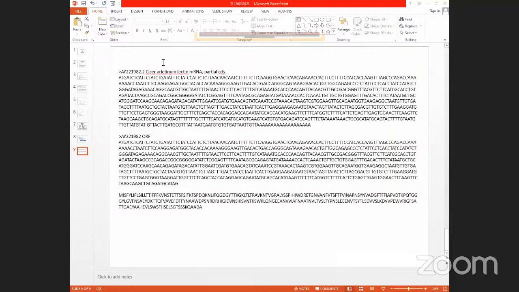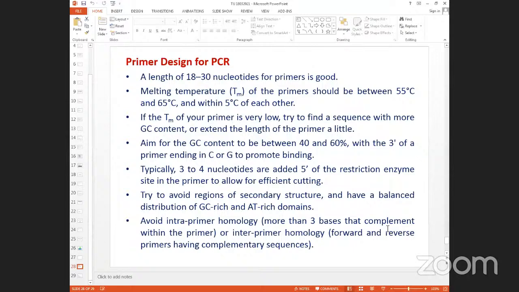First was the length, meaning what should be the length of your primer. If you remember, the length should be around 18 to 30 base pairs. I will take you to the previous class. Length should be 18 to 30 nucleotides. TM should be 55 to 65. And the difference between the two primers, forward and reverse, should not be more than 5 degrees centigrade.